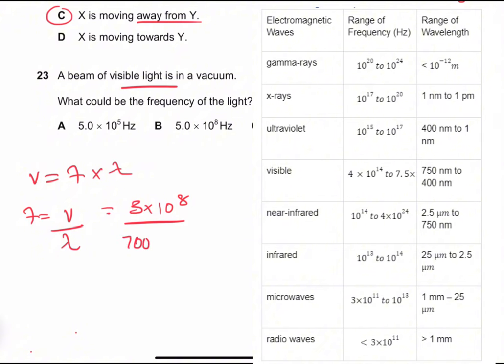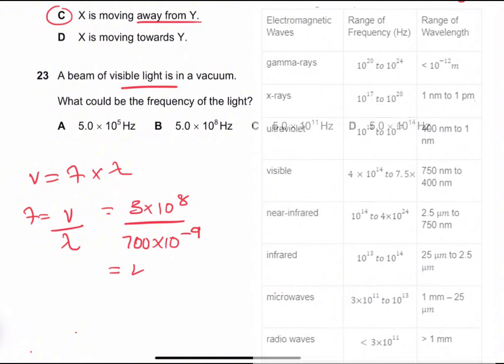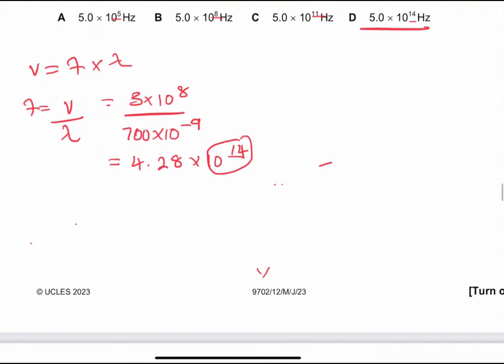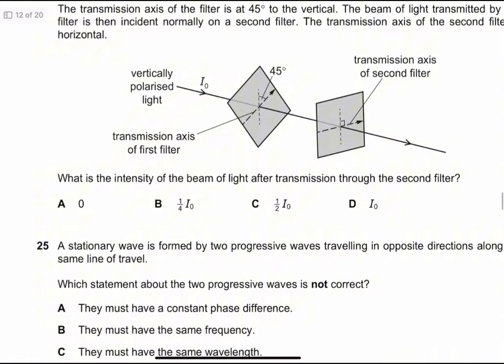But I'll just take 700 times 10 to the power of negative 9. So if you compute this, we get roughly 4.28 times 10 to the power of 14. This is actually 5 times 10 to the power of 14, the closest one. So remember, what is important is the power here. The options are 11, 8, 5. The closest one is 14, because this is also 14. So with these estimates, what's important is the power that you give them, because there are a lot of answers that you could actually give.